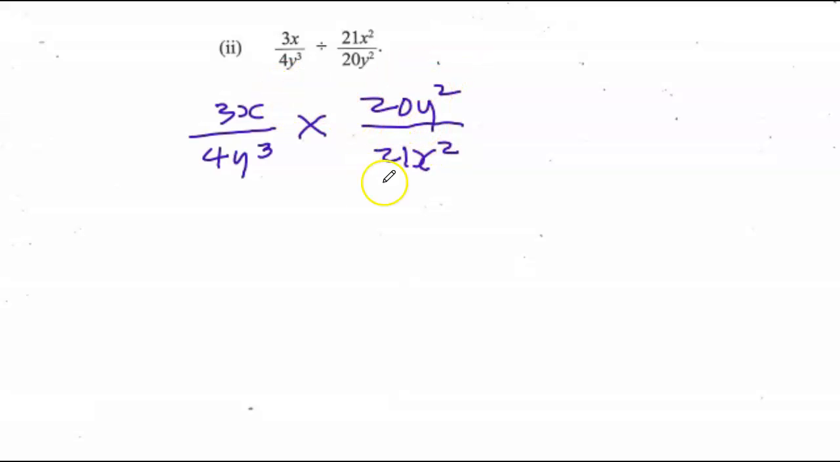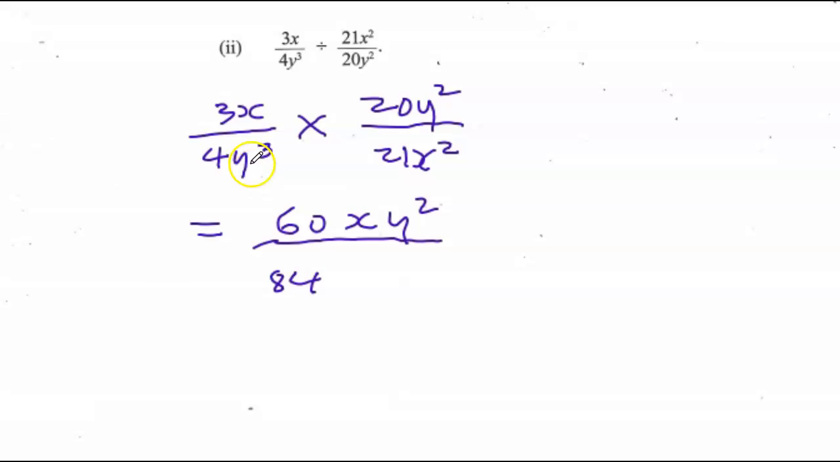So let's bring everything together. So 3x times, so the 3 times the 20 gives us 60, and x times y squared, that's xy squared, and this is over 4 times 21. Remember, you're multiplying fractions, numerator times numerator. And of course, denominator times denominator, 4 times 21. That's 84. And then that's y cubed. And then we have x squared.